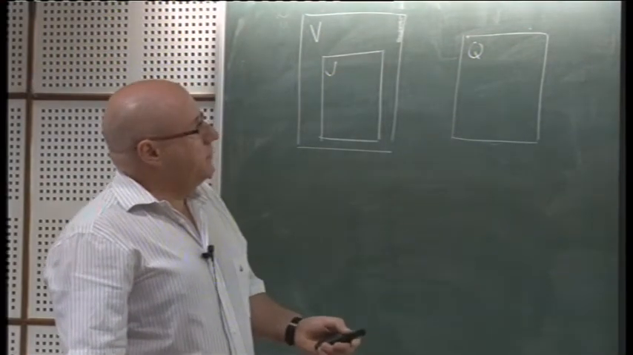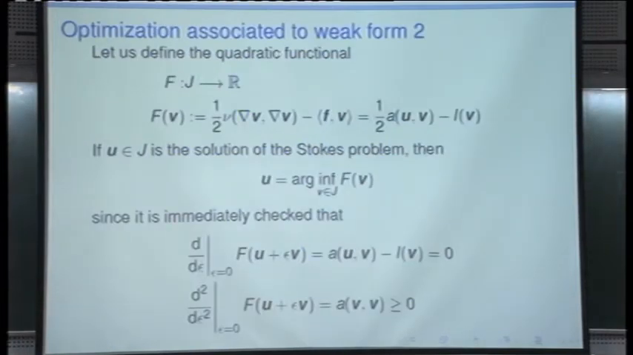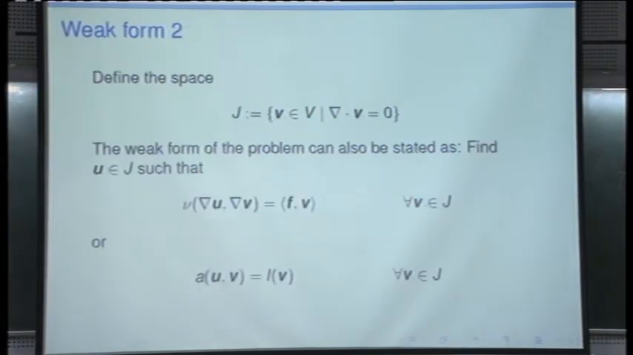If we work in J, then the problem reads as follows. Find U belonging to J such that this is true for all test functions in J. And that's the bilinear form of the problem. Nothing else. There is no mixed problem, because we are already seeking the solution in J. And that is the same expression, for example, as Poisson's problem, but working directly in the space of divergence-free functions, right?